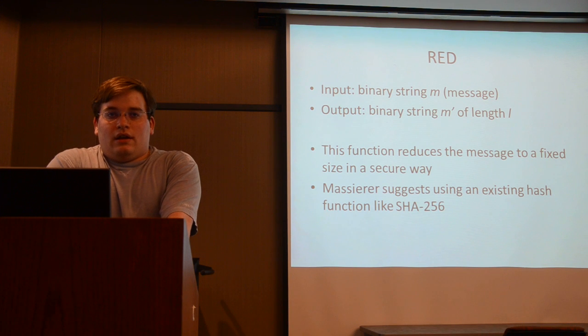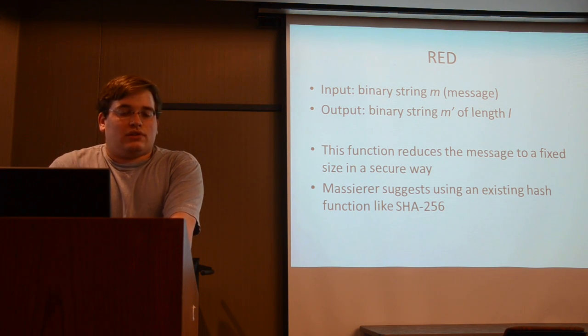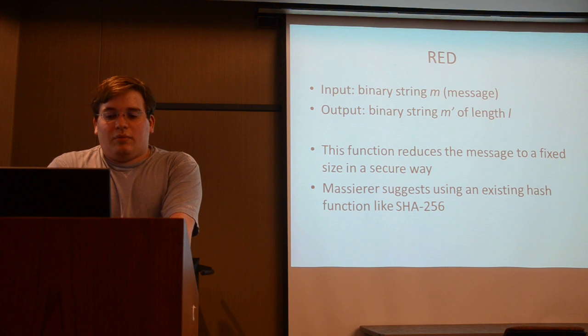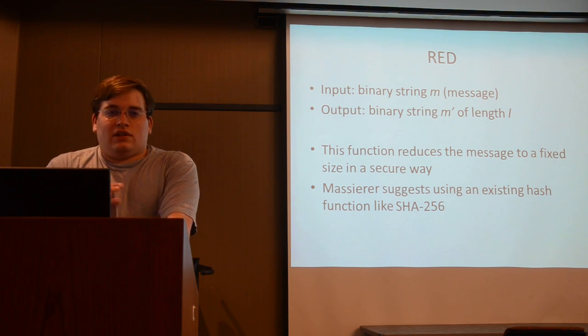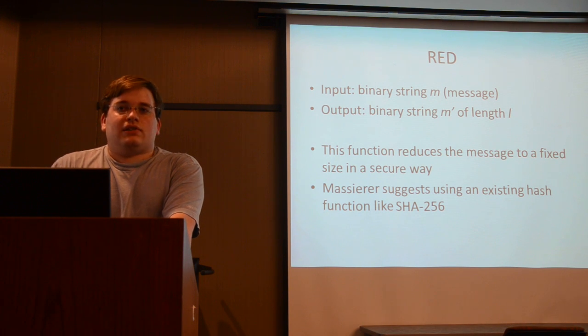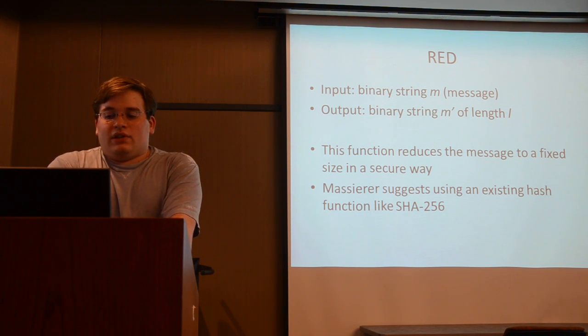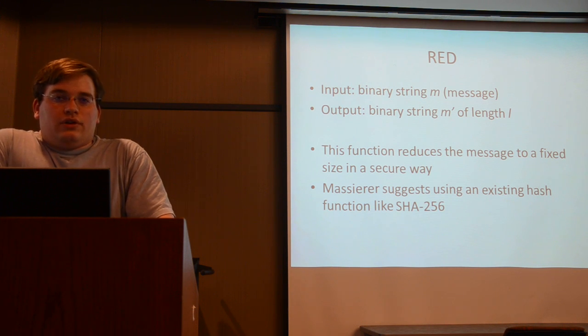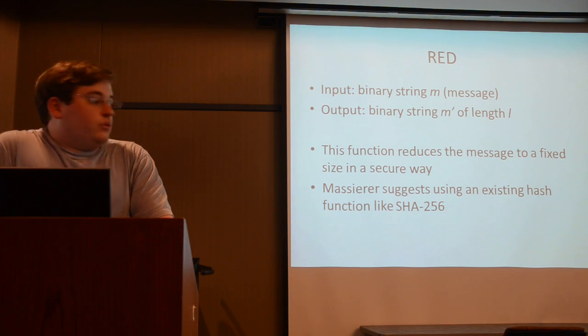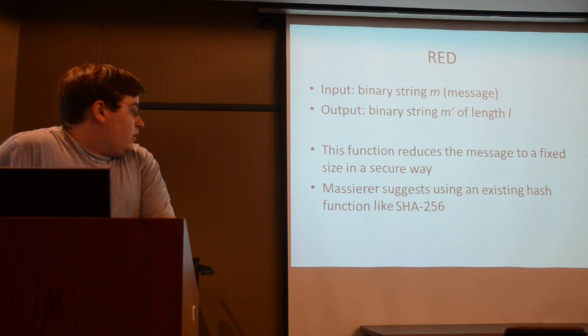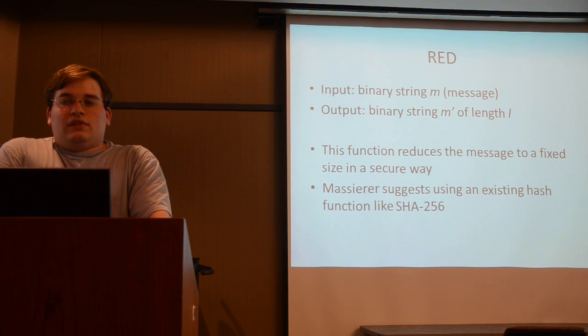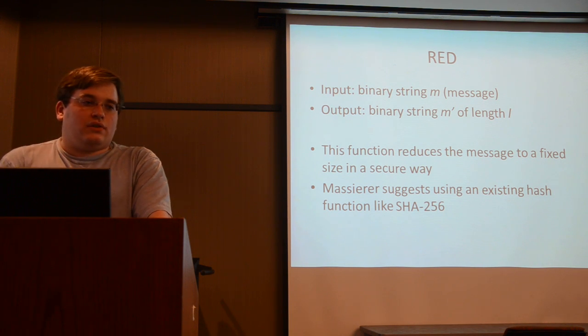So the first function, red, has the job of truncating the message down to a fixed length, but it has to do that in such a way that's actually secure. It can't just lop off everything after a certain number of bits, because we want to preserve an avalanche effect in the hash function. So basically, we want even slight changes in the message to cause very big changes in the digest. Matsuure suggests using an existing hash function, like one of the SHA functions, which would certainly be a good choice. You might wonder, if we're already using something like SHA-256 as part of this function, what's the point of all this other stuff?